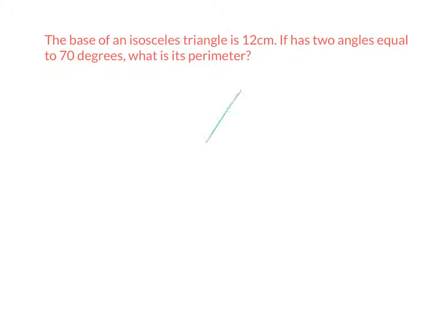So let's draw the triangle. So isosceles means two equal sides. So the base is 12 centimeters. So two angles equal to 70 degrees. The equal angles in an isosceles triangle are always these at the base, where each equal side meets the base. Okay? So this is not a right-angled triangle. None of the angles are equal to 90 degrees.